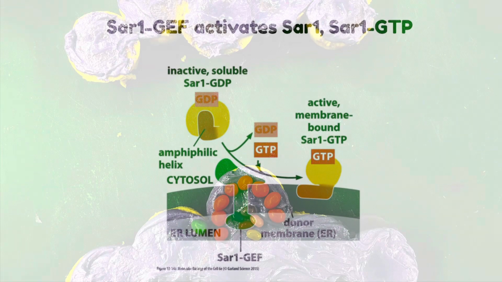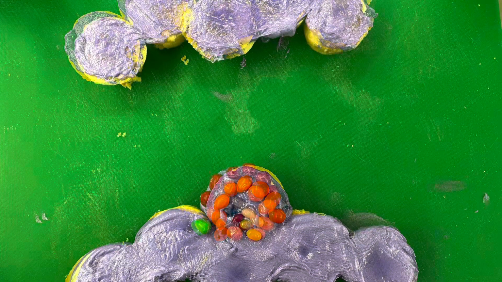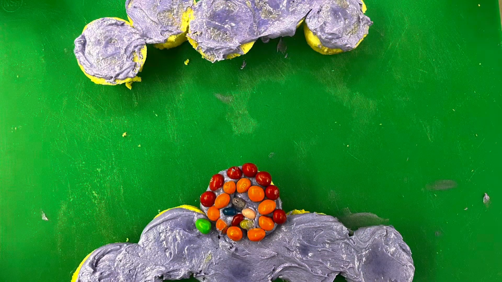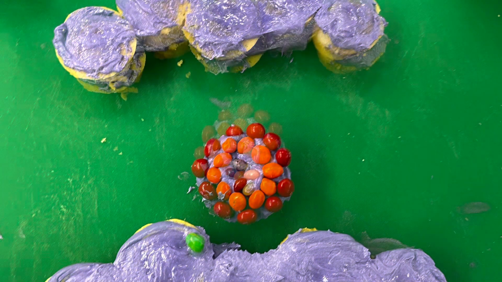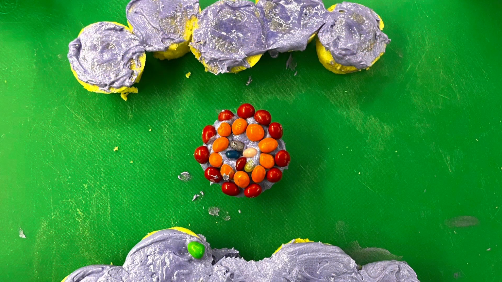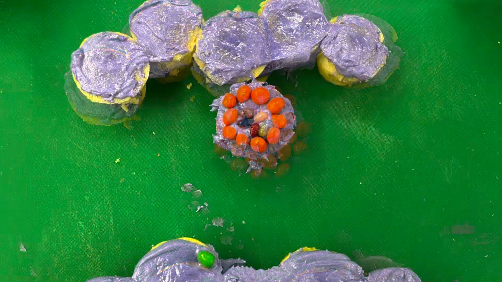We see these COP2 inner coat proteins, represented by orange M&Ms, begin to form a budding vesicle from the ER membrane. The jelly beans represent cargo proteins headed for secretion. These inner coat proteins then recruit outer coat proteins like Sec13 and Sec31, represented by the red M&Ms. These help curve the membrane and form a bud. The bud is pinched off and sealed, forming a coated vesicle. As a vesicle travels to its next destination, the Golgi, it loses its shell.